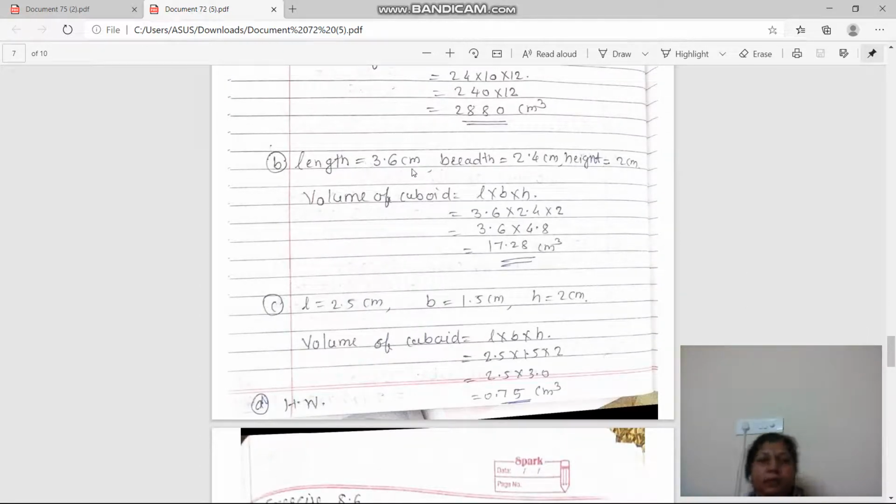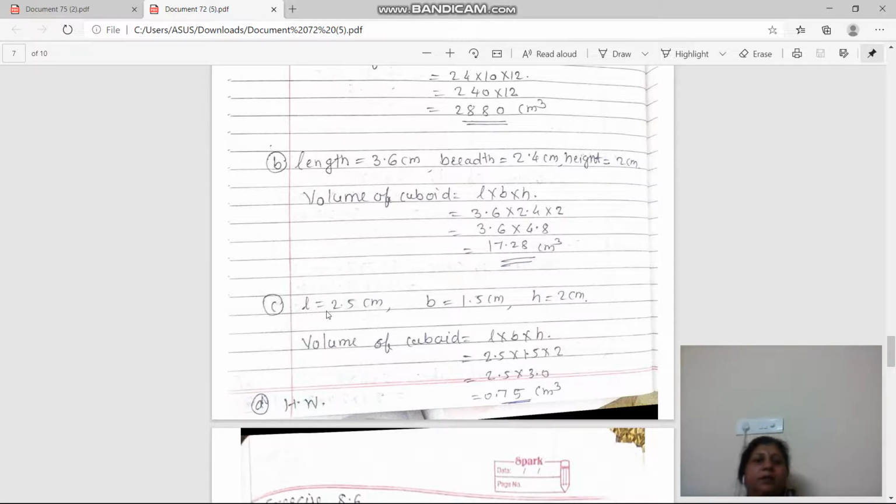Now next. Length is equal to 3.6 centimeter, breadth is equal to 2.4 centimeter and height is equal to 2 centimeter. Okay. So volume of cuboid is equal to length into breadth into height. So it is 3.6 multiplied by 2.4 multiplied by 2. So it is 3.6 multiplied by 4.8. So we get 17.28 centimeter cube.